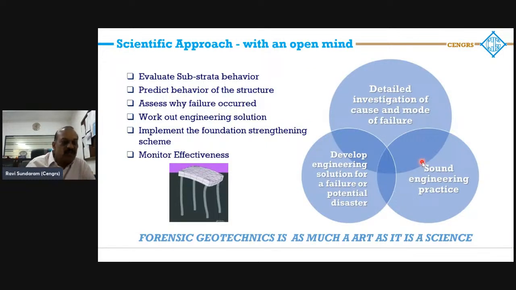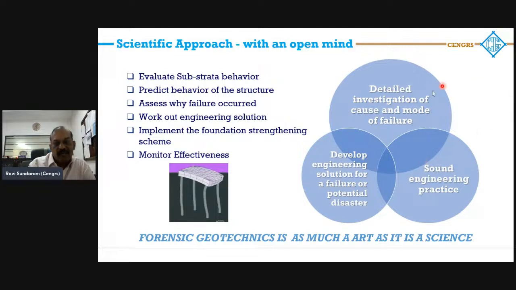So what you have to do, for the effective working of the four W's, is take a scientific approach with an open mind: evaluate the strata behavior, predict the behavior of this building, assess why failure occurred, work out the engineering solution, implement the foundation strengthening scheme, and monitor the effectiveness.